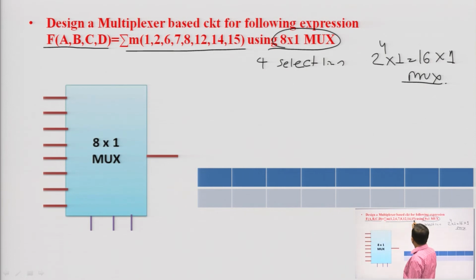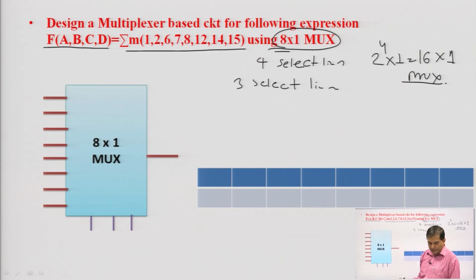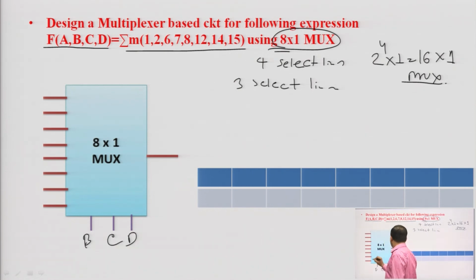See here the maximum number is 15. So, then also you can understand that this can be implemented by a 16 cross 1 mux, but here we are having an 8 cross 1 mux, means 3 select lines. So, 3 select lines we can put like B, C, D, suppose. So, these 3 are select lines and this is the input line. Okay. So, now we will make a table.